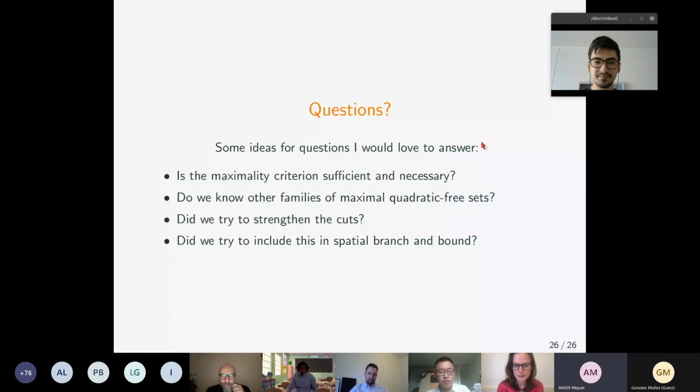If you want to include the intersection cut in spatial branch and bound, but intersection cuts, as I know, will have a very high rank, so it may induce some numerical instability. How can you include the intersection cut in spatial branch and bound?